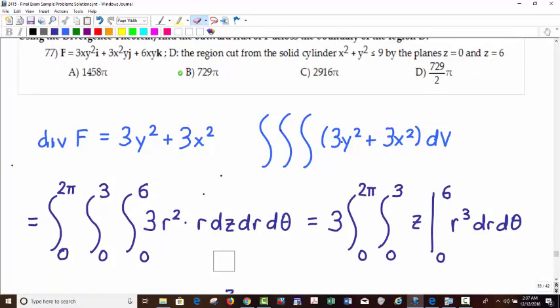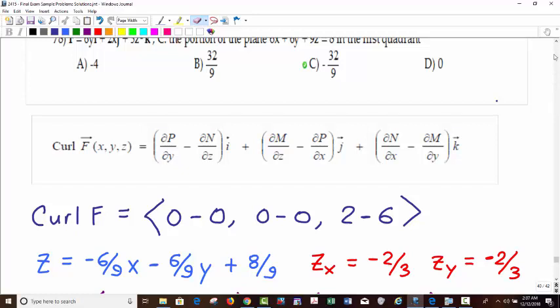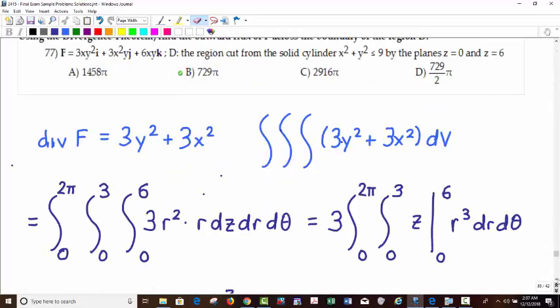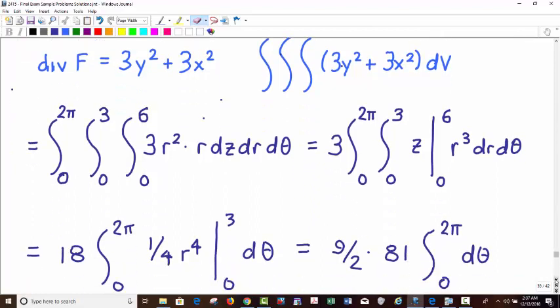Now the first integral, unlike the last problem where it was a double integral just using r, it's dz, so we drop a z in there. So z comes down, 6 minus 0, so that's just going to throw a 6 in there. So the 18 comes from, a 6 comes in for the z times that 3 is 18 on the outside.